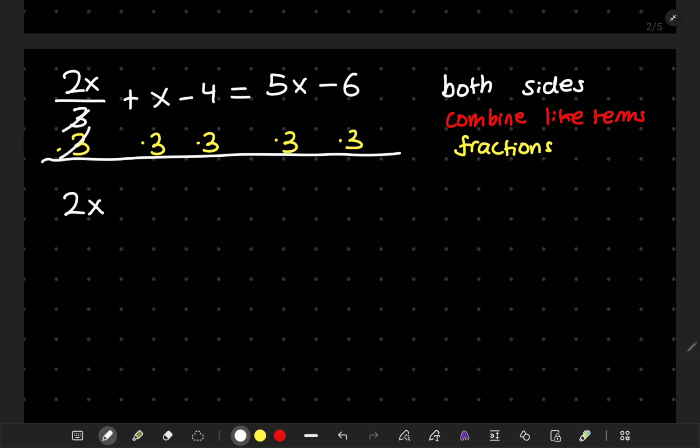I see how I have 3 times x, that gives me 3x. I have now 4 times 3, that gives me negative 12. I have next 5 times 3, that's 15, and it has an x. And then lastly, minus 18.